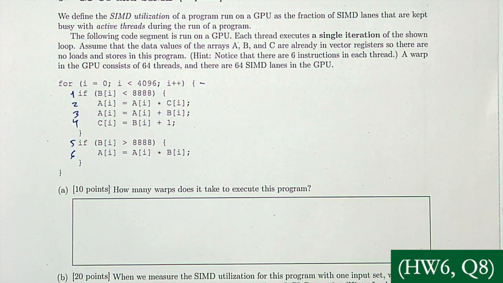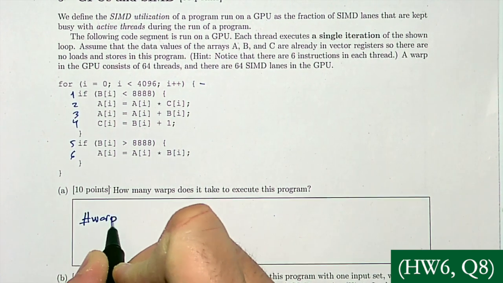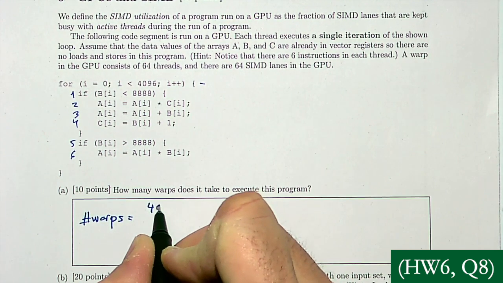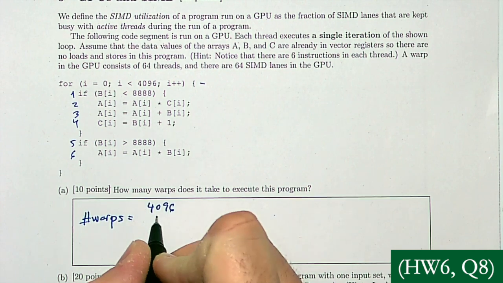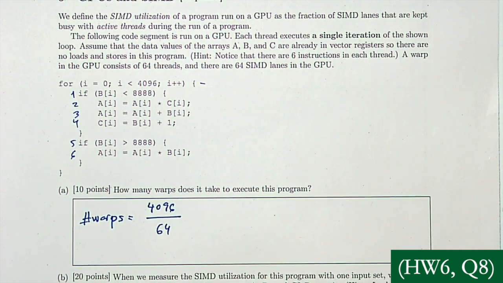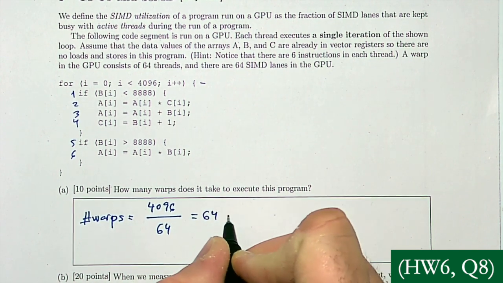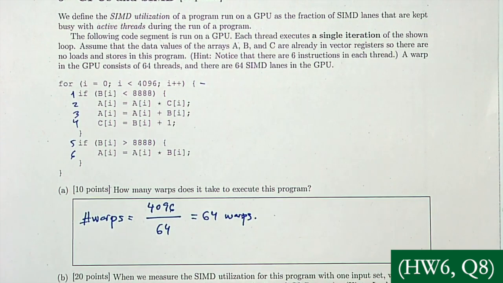This takes us to the first question, part A. How many warps does it take to execute this program? The number of warps is the number of threads, which is exactly the same as the number of iterations, divided by the size of the warp, which is 64. And this is 64 warps. This is the number of warps that we need to execute this program, where each warp has 64 threads, because in this particular architecture the warp has 64 threads. In another problem you can find 32, but in the end there won't be any difference. Okay, so these are 10 points for free, as you can see.